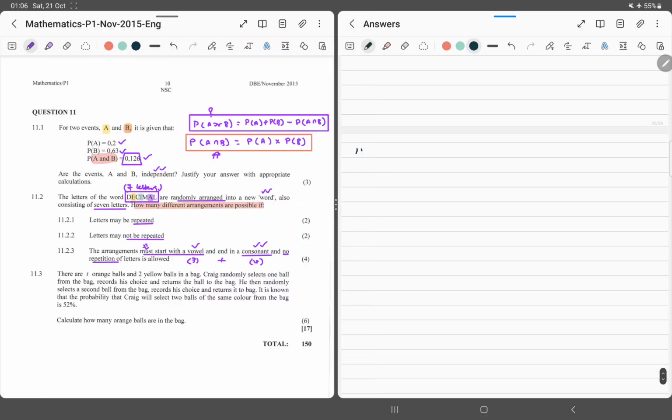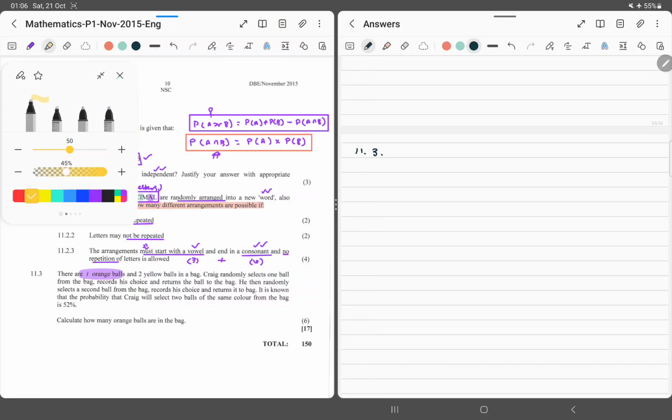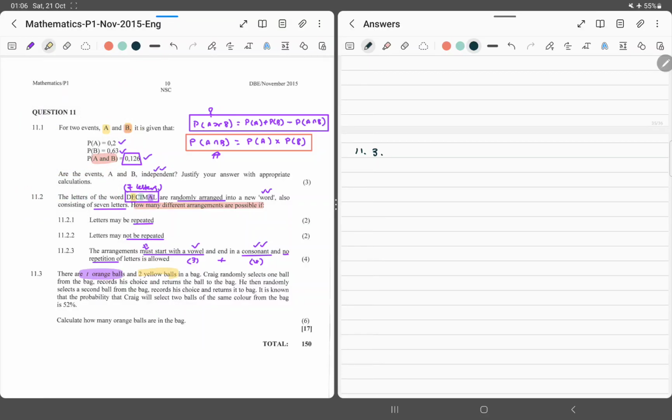11.3 right here. So 11.3 says we have T orange balls and 2 yellow balls. Now once you are given these kind of things in a bag, so these ones are in the same bag, here we're creating some kind of dependent versus independent events. So most likely a tree diagram is going to be our option here.